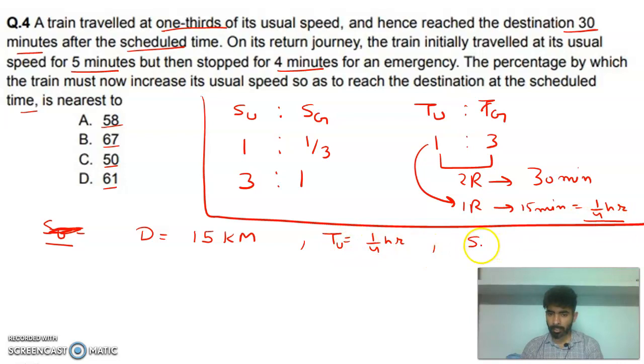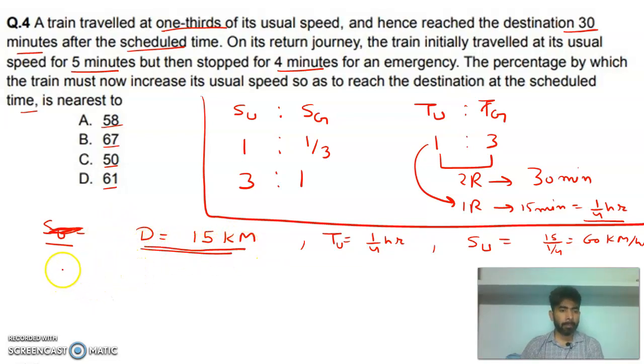In that case, what will my speed be? My speed will be equal to distance upon time, that will be 15 upon 1/4, which is equal to 60 kilometer per hour. I'm taking this just to get an easy calculation. I suppose this distance is equal to 15 to get the easy calculation.